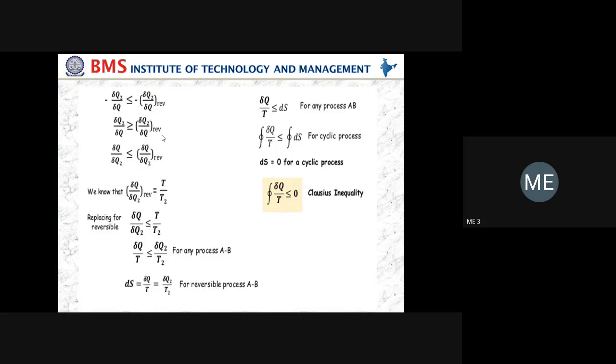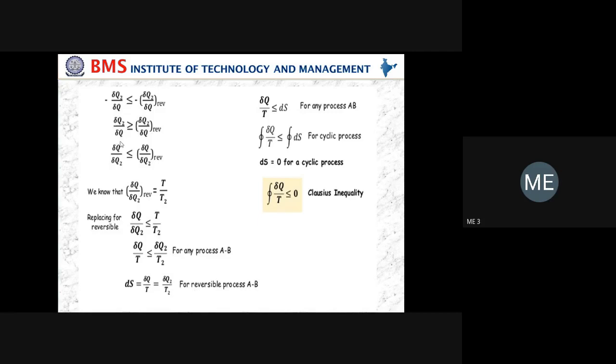Otherwise you take one number. Okay, so minus 2 is less than or equal to minus 1, like that you can take, so you'll come to know. You better take one number and you come to know. So whenever you change the sign, dQ2 divided by dQ is greater than or equal to dQ2 divided by dQ reversible. Okay. Now once again I'm taking dQ divided by dQ2.